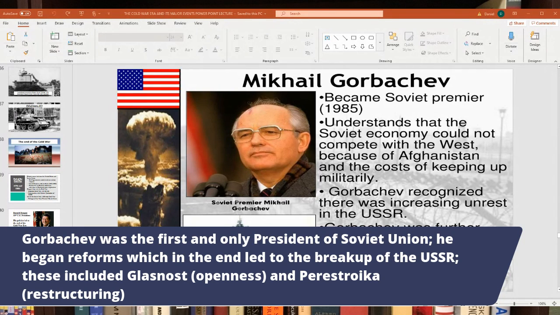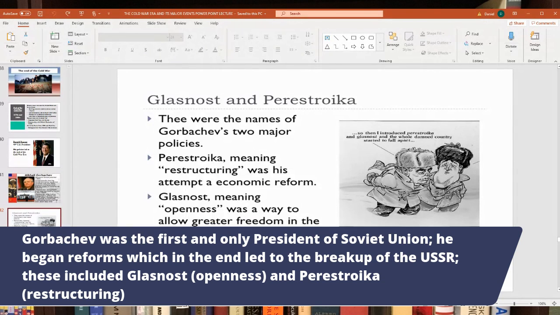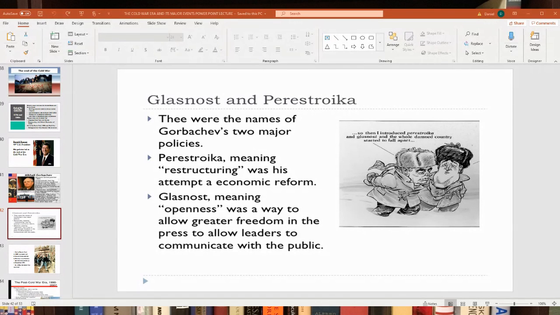Glasnost was an idea that meant openness, the idea that they would try to create more democratic reforms in the country, give people more rights and things like that. And then perestroika was an idea called restructuring, where they would actually allow some capitalism in the Soviet Union. And of course, they actually think that these ideas backfired and helped actually to end the Soviet Union. It did the opposite of what it was really meant to do.